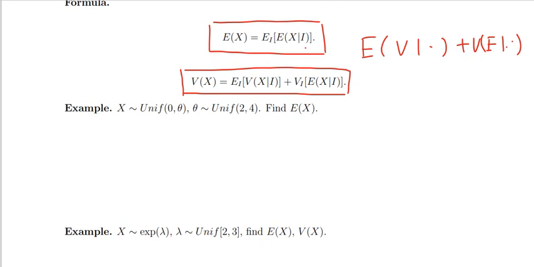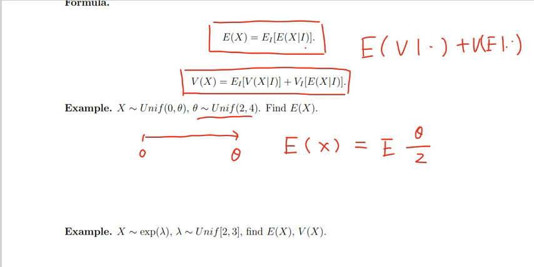For this problem, x is from a uniform distribution from 0 to theta, but this theta can also change. So what is the expectation for x? If theta is fixed, then it is theta over 2, right? Then we let theta change. So theta goes from 2 to 4, and this expectation is just 3 over 2, right?